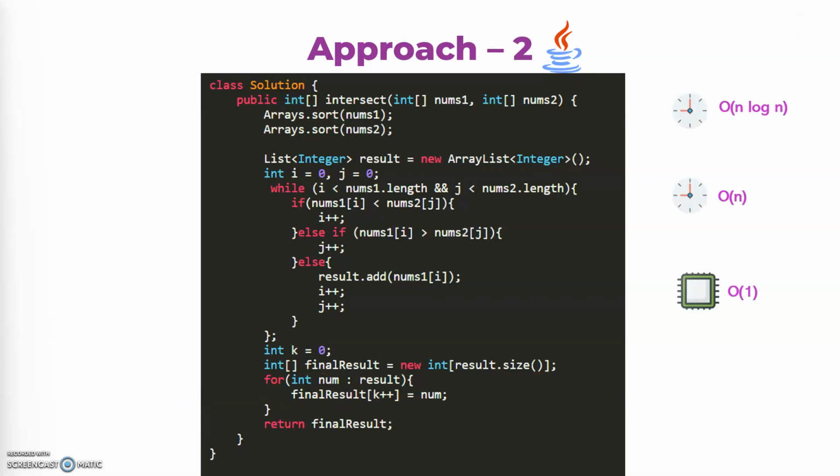So let's discuss time and space complexity. Because we are sorting this array, because of sort, time is O of n log n. For this while loop block, it is O of n in the worst case. For the space complexity, we didn't use any additional data structure, so O of 1. So overall, time is O of n log n, space is constant.